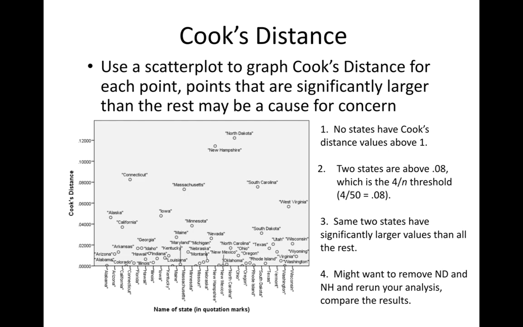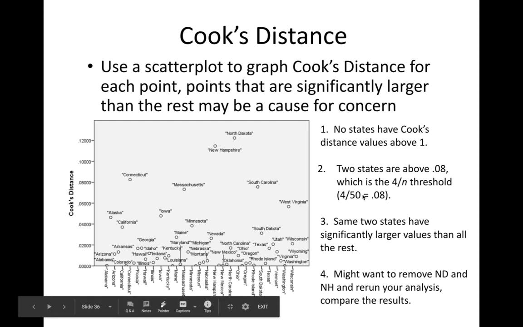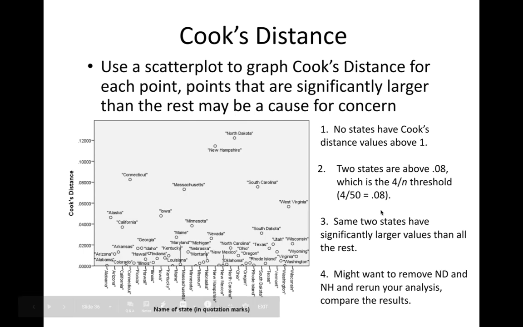Hopefully it doesn't change very much, right? Because if you're doing an analysis of 50 states, you want all 50 states to be included. But this is basically saying these are perhaps too influential of an impact on your model.